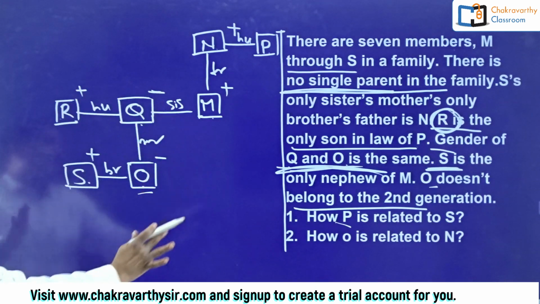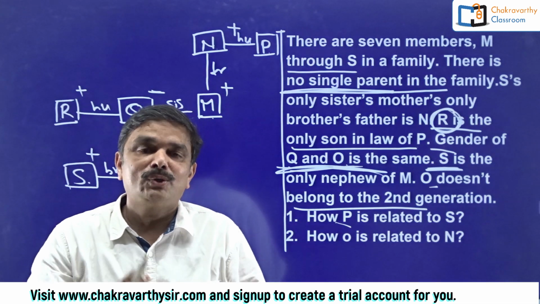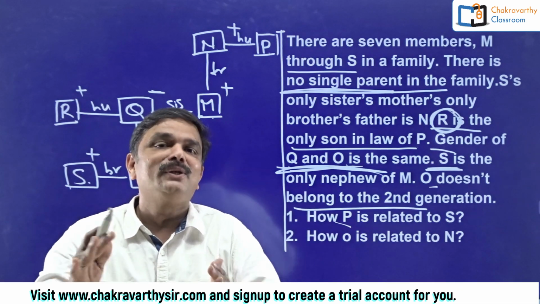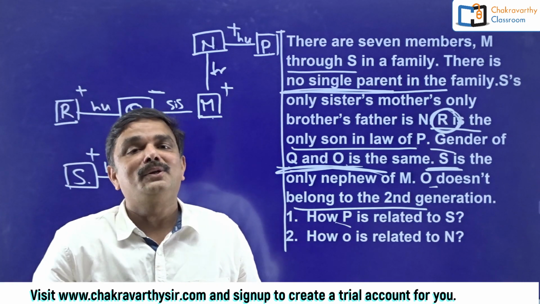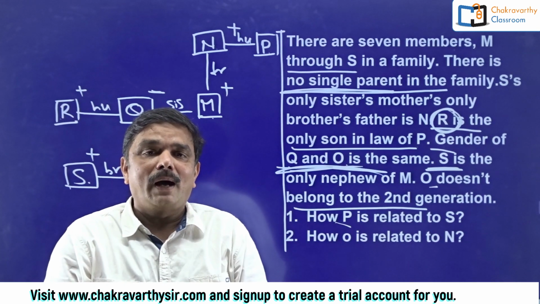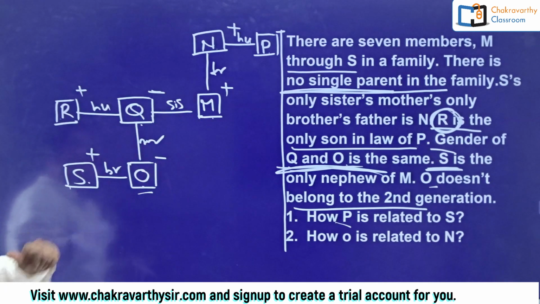This is the way to draw the family chart. Family chart is not only useful for blood relations but for the questions which are coupled with the puzzle and seating arrangement also. Blood relation plus puzzle plus seating arrangement. That type of very high level difficulty questions also can be done easily with the help of the family chart.